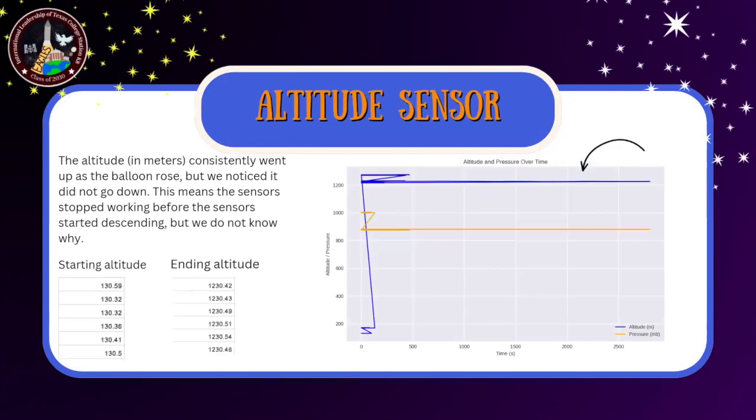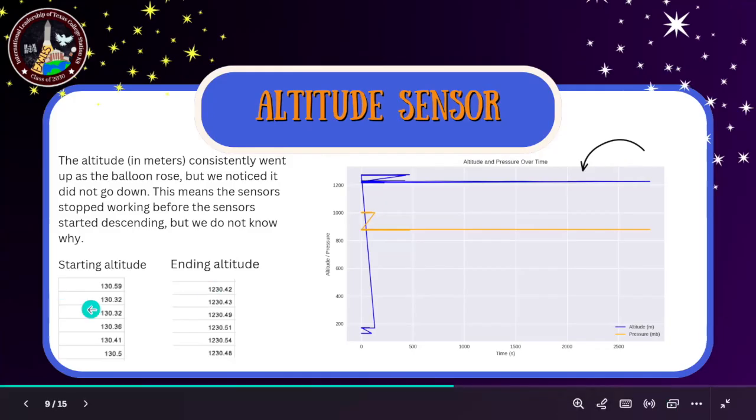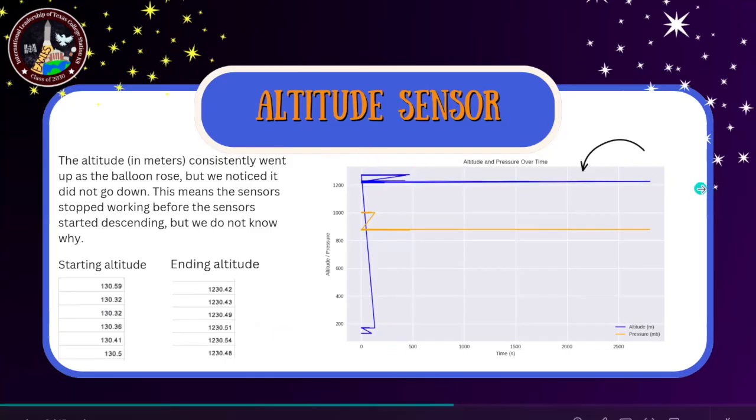For the altitude sensor, we noticed that it went up, but we did not get any data from the balloon going down, which, as explained before by Victoria, means that the sensor stopped working, but we don't really know why. You can see we have our starting altitude and our ending altitude from our table, and we made a graph, which is represented by the blue line.